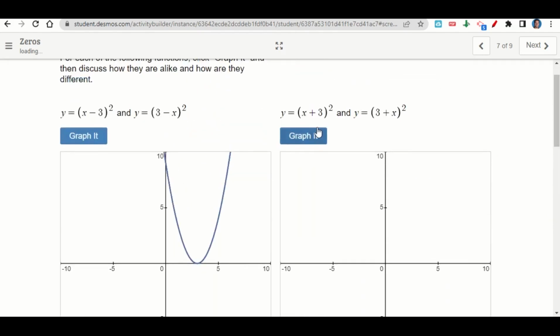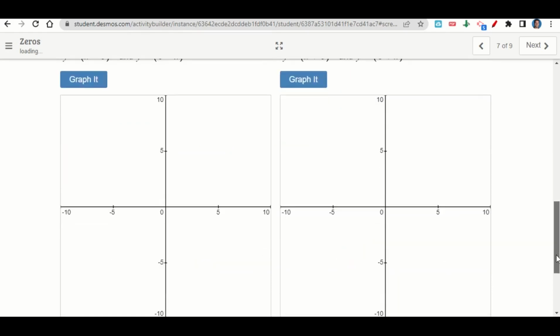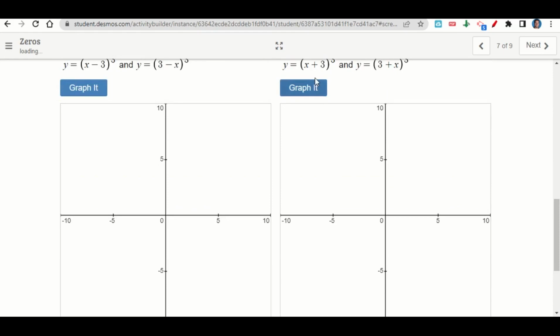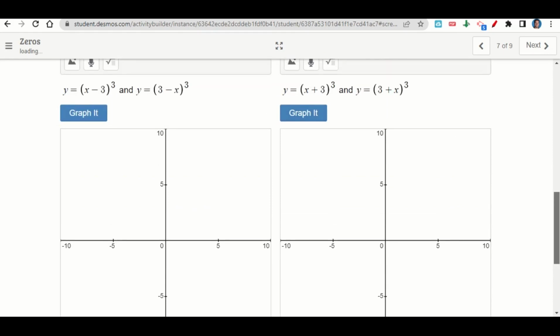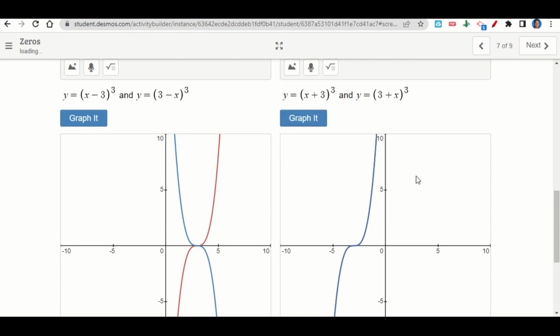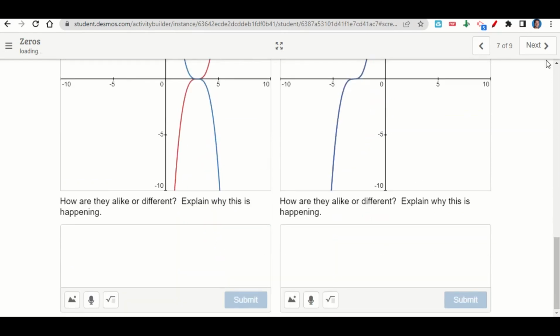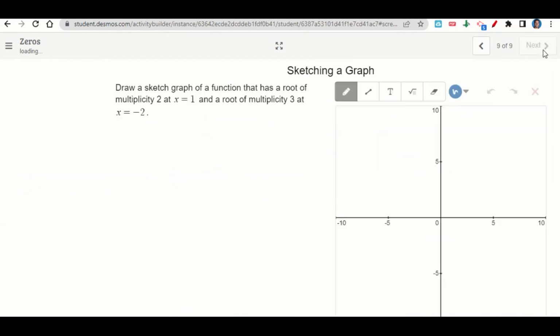Same thing here. We have these two. We hit Graph It. Again, exactly the same. Now, for this one, for instance, though, (x plus 3) cubed and (3x plus 3) cubed, we hit Graph It. Same. Here now, these ones are different, though. So you're going to state how they're different and then why you think they're different. So you'll go ahead and do that for each of these.